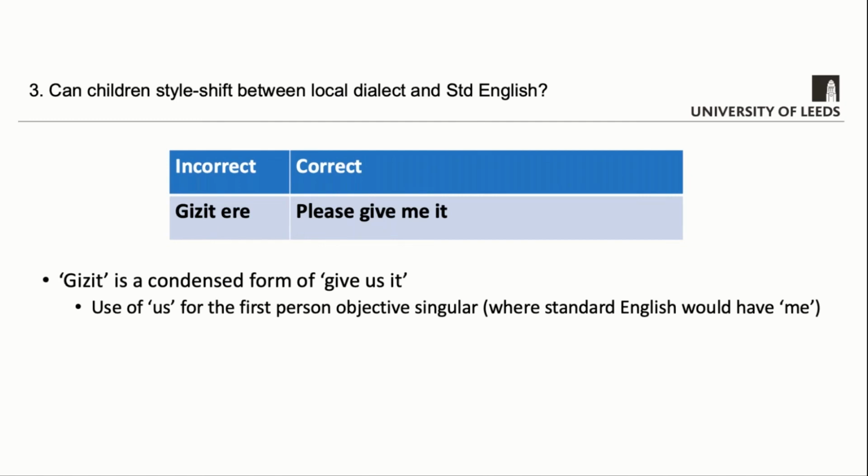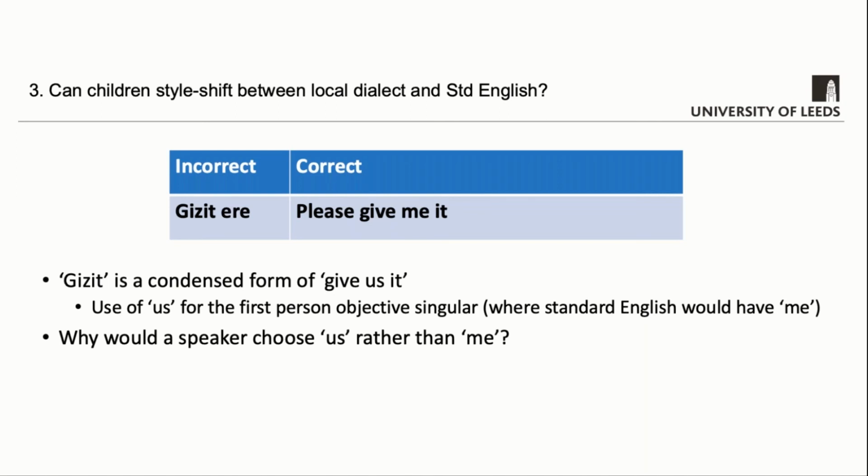Now, gizzit, as in gizzit ear, is a condensed form of give us it. So it's just a normal process in informal speech that when talk speeds up, some sounds get left out. So we go from give us it to giz it. Now, give us it is considered non-standard because here we've got the use of us for the first person object singular pronoun, where standard English would have me, give me it. And that's the suggested alternative from the school.